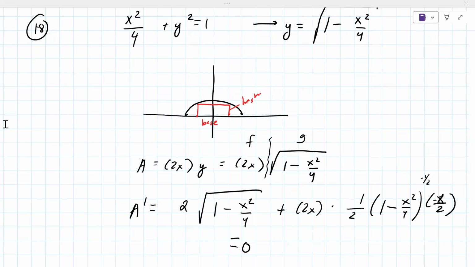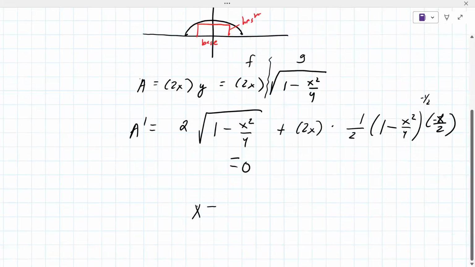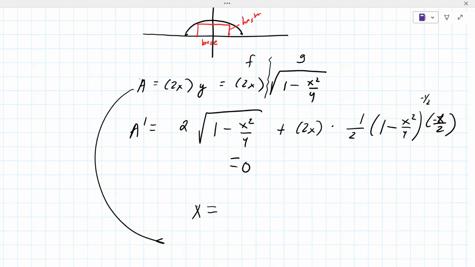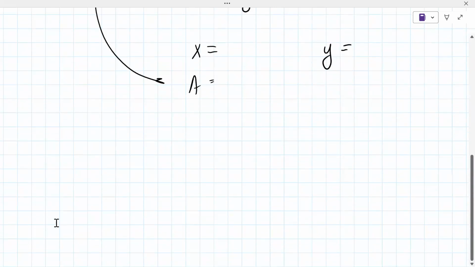Okay. There is nothing more to do on that problem then, except once you find the x value, you would then put that back into the area equation. The regular one, right? Not the derivative. Yeah, you then find the area. And you've got to find x and y also, because it says dimensions. Is that clear? Yeah. Okay. All right. So the next problem, number 19.